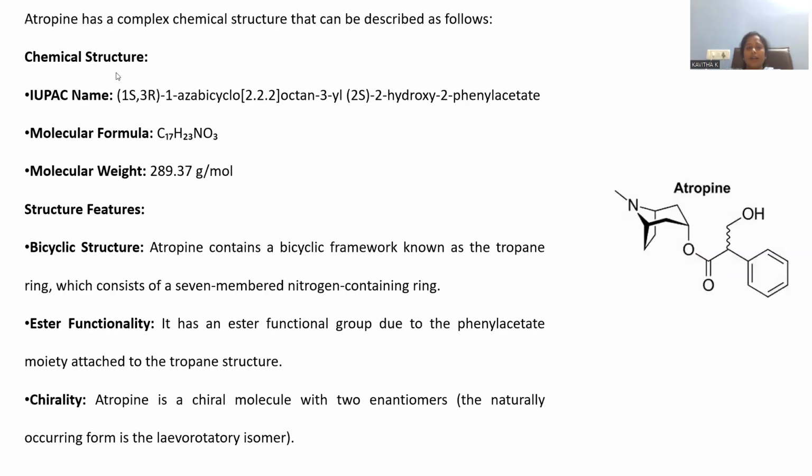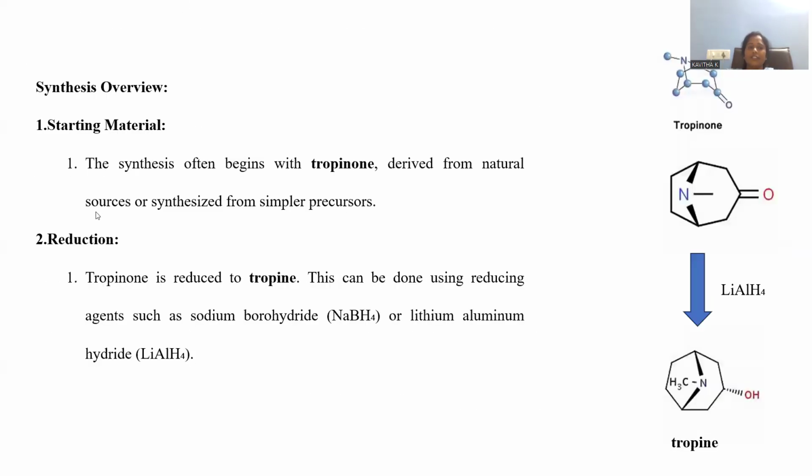Now, having completed the entire structural elucidation process, we enter the next segment, called the synthesis overview. How can we synthesize the molecule atropine? Within the laboratory, it is possible to synthesize the molecule by starting with tropinone.